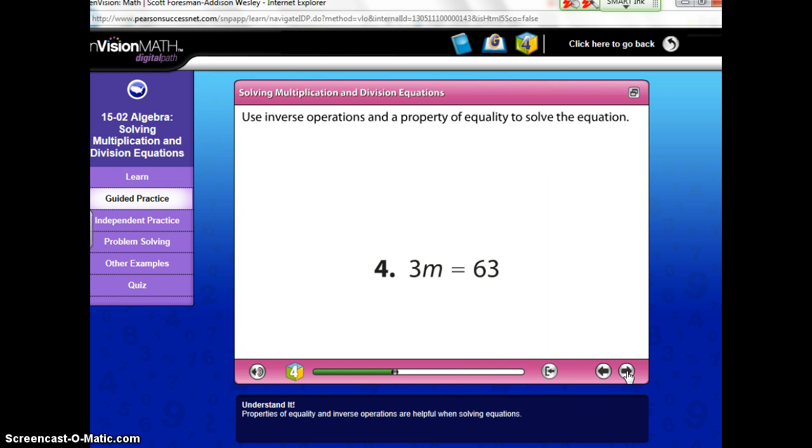Okay, what's the opposite? Alan? We're going to divide by 3 because that's the opposite of multiplying by 3. And we're going to do the same thing over here. So now we cancel that out. We have m equals what? Dathan?